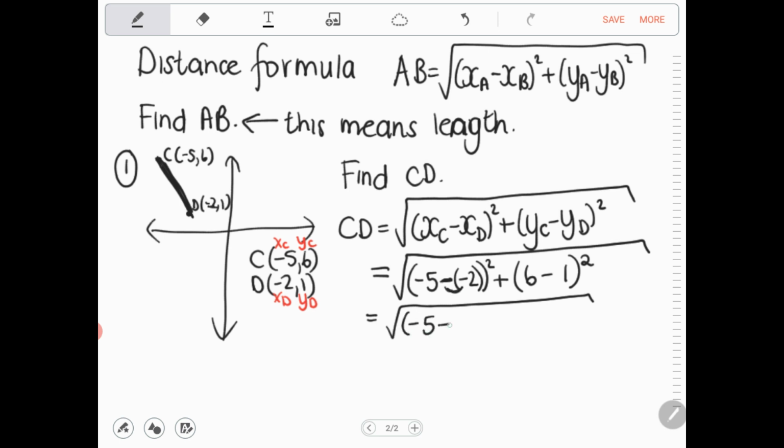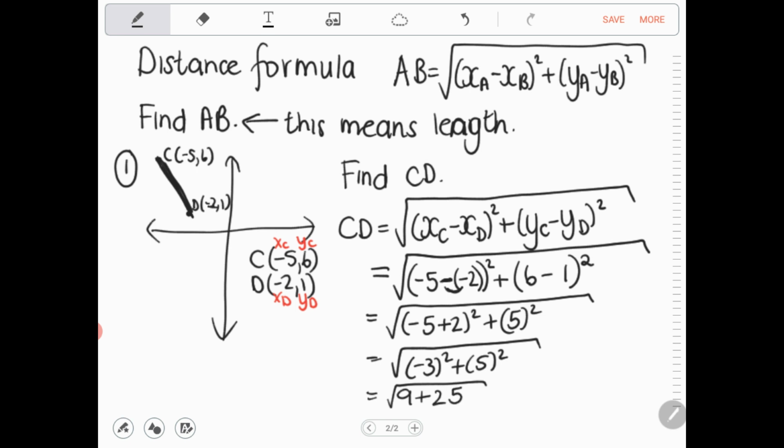So this gives you a plus. And this is going to give you 5 squared here. Okay, so we have negative 5 plus 2, which gives me negative 3 squared, plus 5 squared. That's 9 plus 25. So CD is going to be equal to the square root of 34. Okay, if they said leave the answer in surd form, you would leave the answer there. If they didn't say anything, then you would change it into two decimal places, 5.83 units.